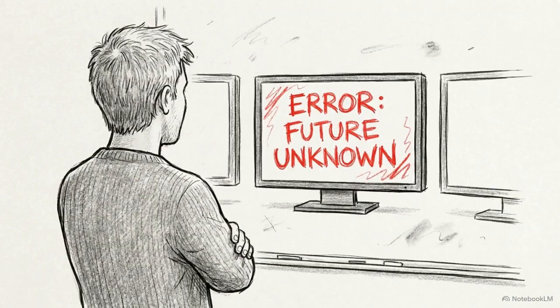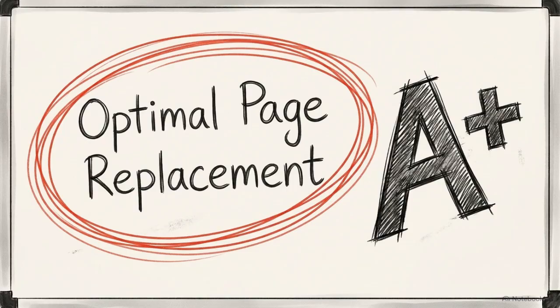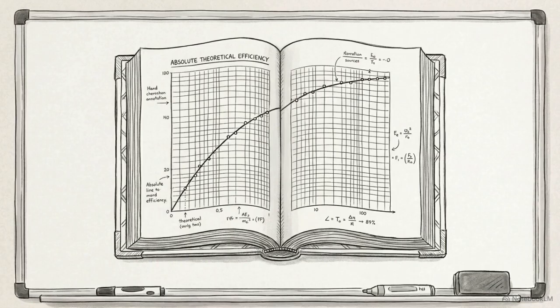Its requirement for absolute precognition ensures that software engineers will never use it to write functional code. However, its efficiency makes it mandatory knowledge for any computer science exam. Understanding optimal page replacement defines the theoretical ceiling for memory management, establishing the performance target that all real-world paging algorithms strive to reach.